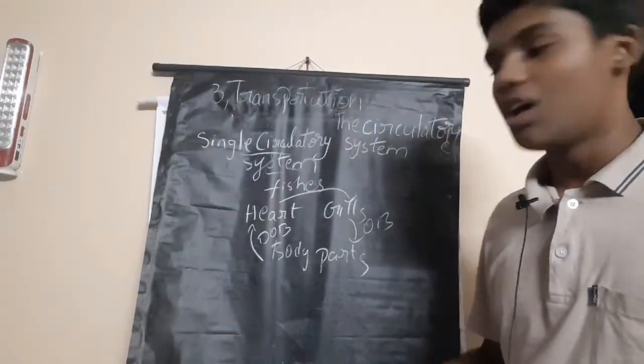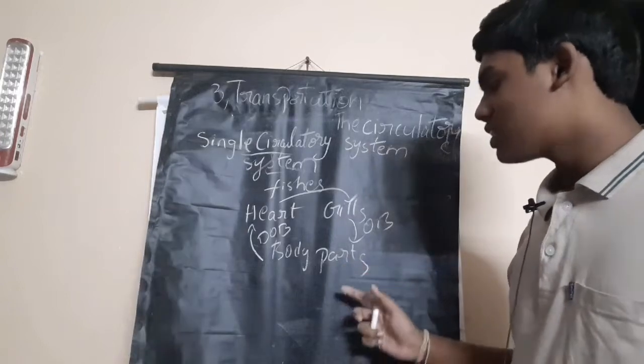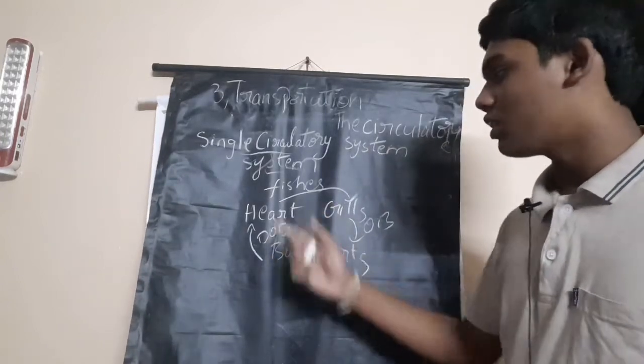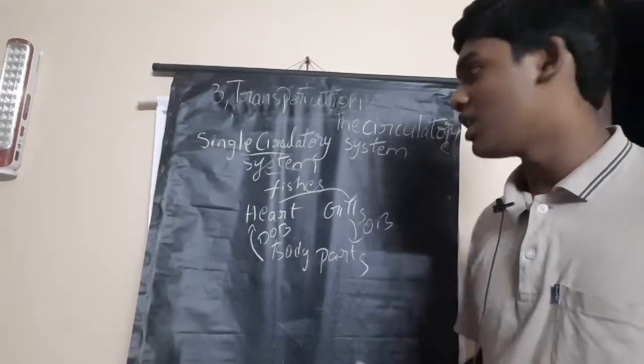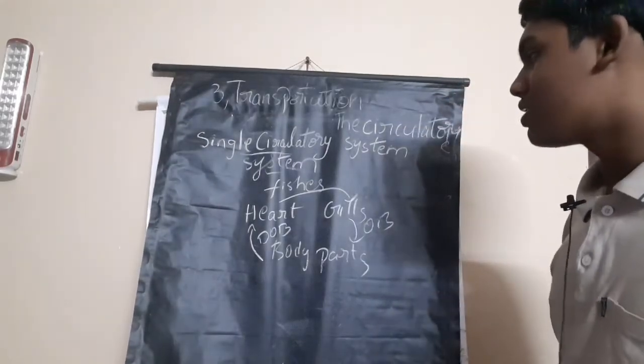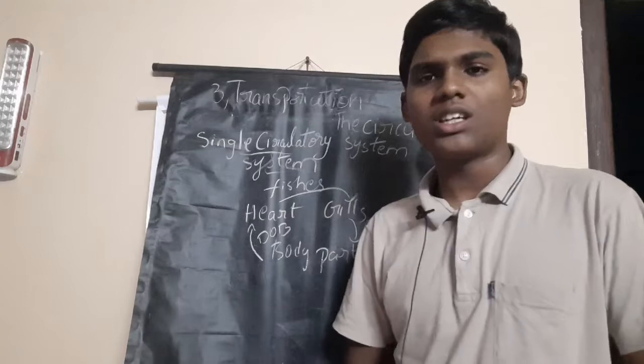Here what happens? Only the body parts transport deoxygenated blood to the heart. Means only one time the blood is transported between heart and body parts. That is why it is called single circulatory system. Okay, so this is about single circulatory system.